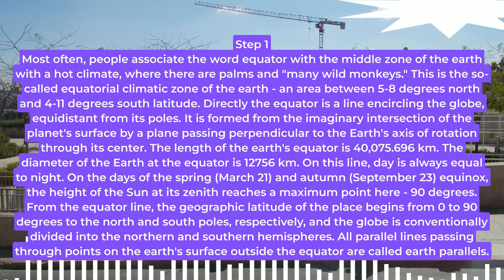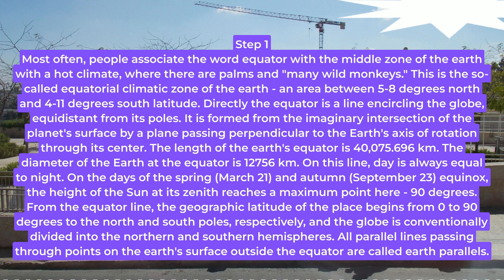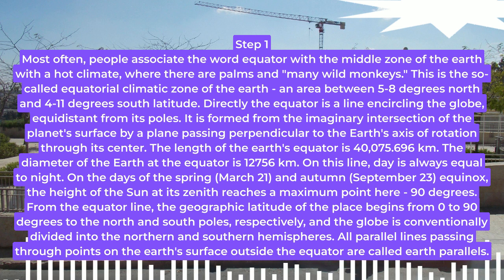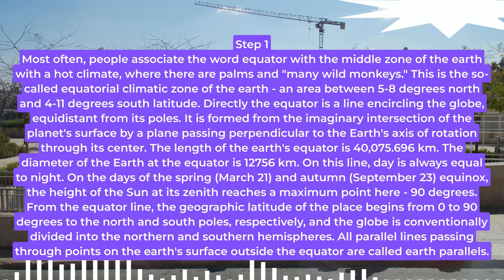Directly, the equator is a line encircling the globe, equidistant from its poles. It is formed from the imaginary intersection of the planet's surface by a plane passing perpendicular to the Earth's axis of rotation through its center.